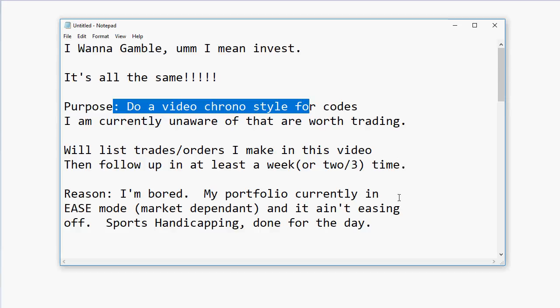Heck, this is a long intro. Okay, the reason I'm bored: my portfolio is currently in an easy mode, which makes it easy to trade, easy to manage. Market dependent. When the markets move, I mean, it can get hectic, and it ain't doing that right now. It is just boring. And handicapping sports, I got nothing to look at for the rest of the day.